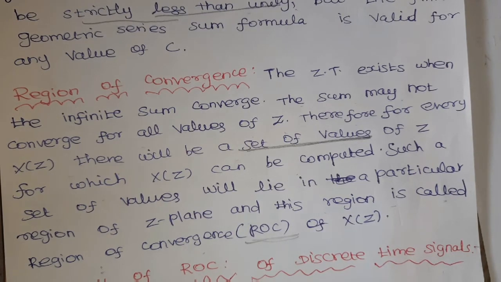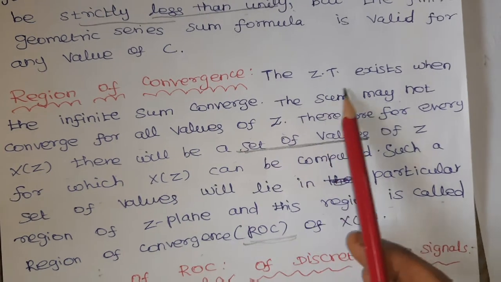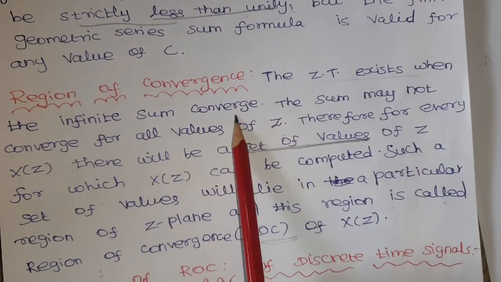What is ROC here? Generally the Z transform can be computed for the summation of infinite terms. It may not exist when the infinite sum does not converge.